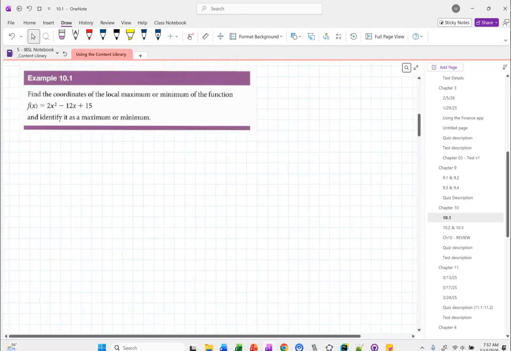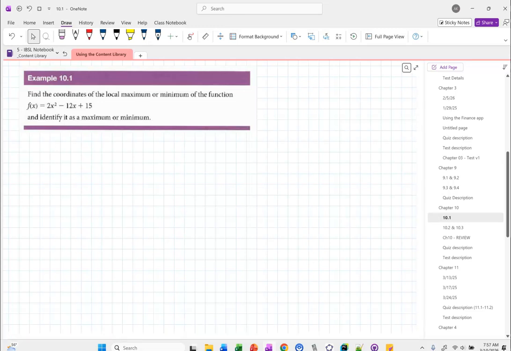All right. So here we say, find the coordinates of the local maximum or minimum of a function, f of x equals 2x squared minus 12x plus 15, and identify it as a maximum or minimum. So, the first step is going to be taking the derivative of f.